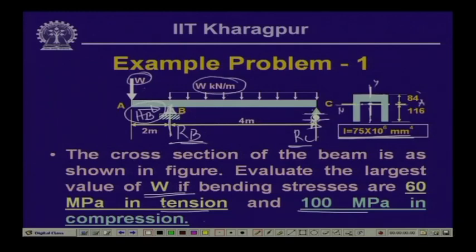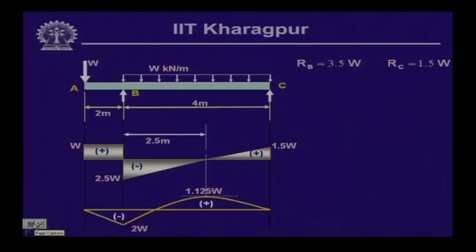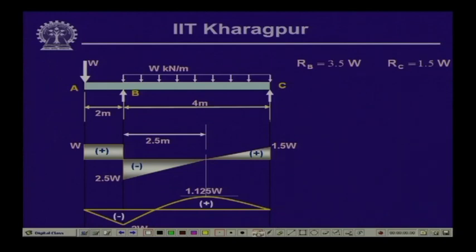So, 5 W, and if you take the moment of the forces with respect to B, we can get the value of R c and consequently the B. Now, if you compute the values of R b and R c, you will find that R b is equal to 3.5 W and R c is equal to 1.5 W.